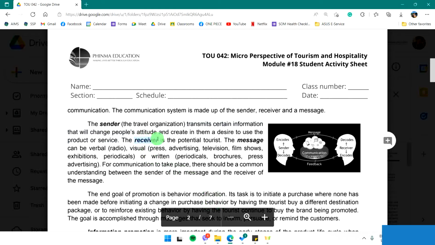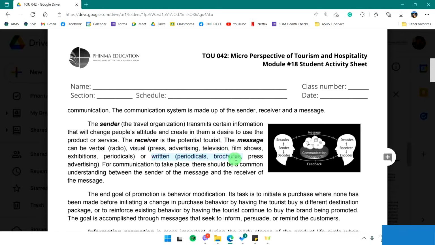The receiver is, of course, us being the potential tourists, the potential consumers. And the message is the medium, or yung kung ano yung ginamit na platform to deliver or to change the people's attitude and create in them a desire to use the product or service. Yun po yung message. Usually it comes with verbal communication, radio, TV calls, visual. We have press, advertising, television, and written. Nandiyan yung mga newspapers, periodicals, brochures, press advertising.